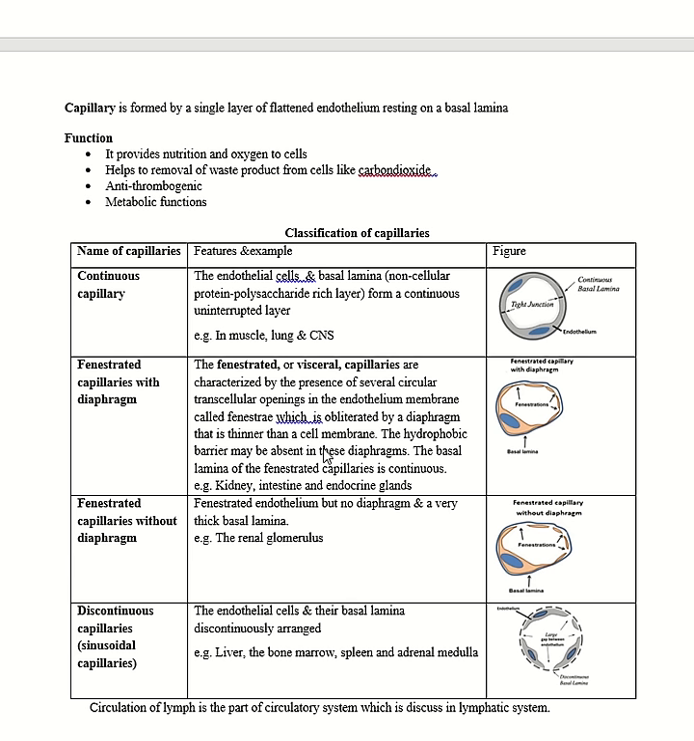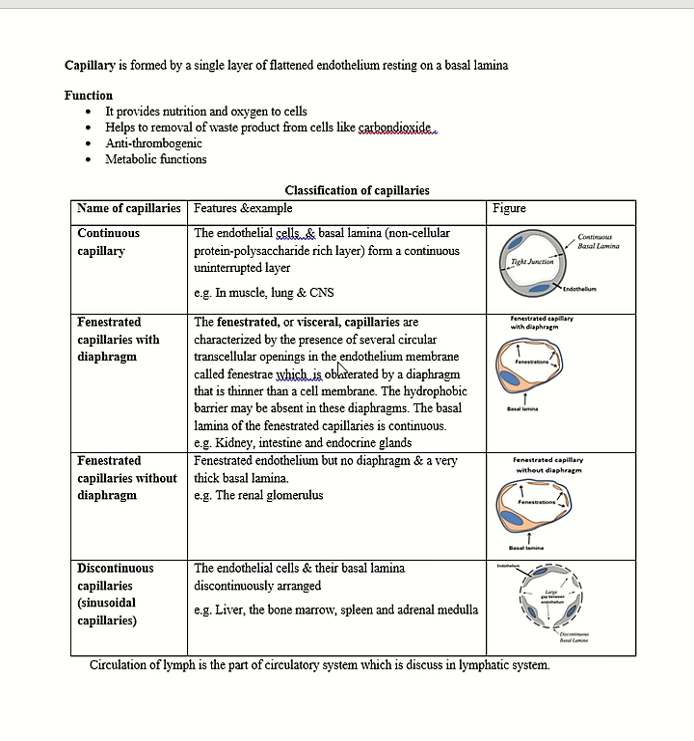Now the capillary. A capillary is formed by a single layer of flattened endothelium resting on the basement membrane. So this is the smallest structure present in our cardiovascular system. It is formed only by the endothelium and the surrounding basement membrane. Their function is to provide nutrition and oxygen to the cell and help in the removal of waste products from the cell, like carbon dioxide, as well as anti-thrombogenic effect and metabolic function.